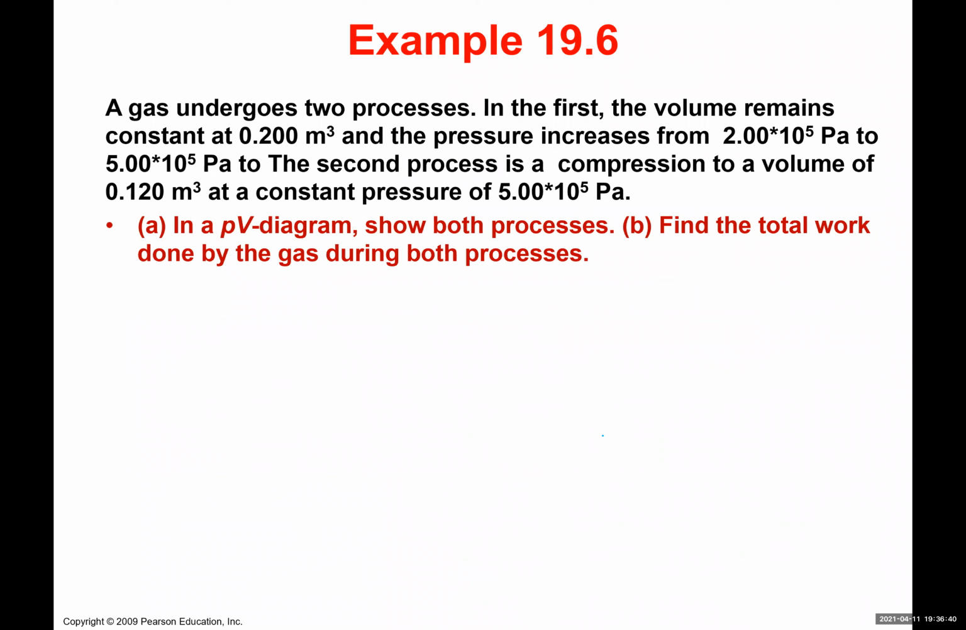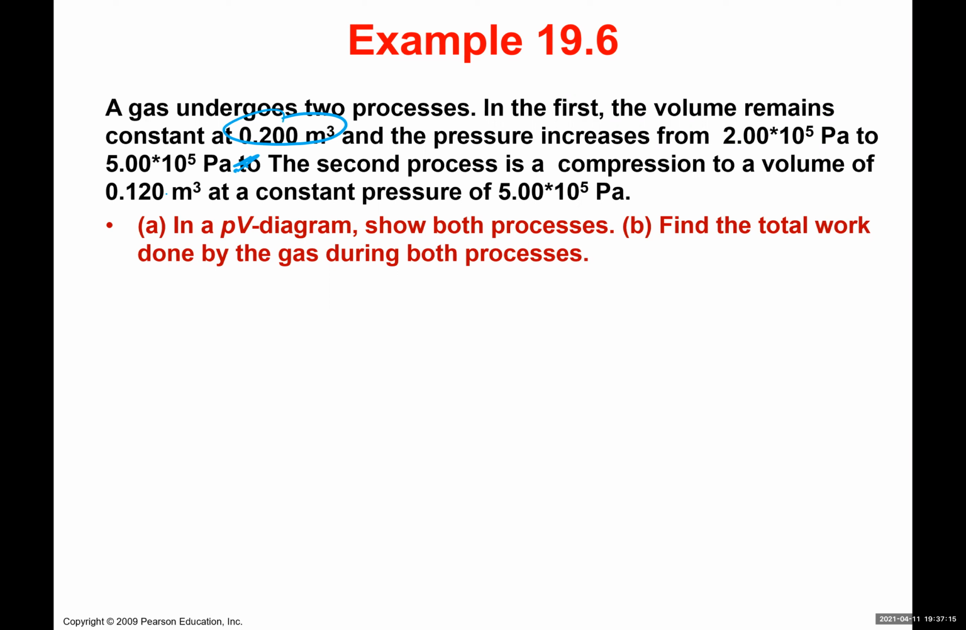We have a gas that undergoes 2 processes. In the first, the volume remains constant at 0.2 cubic meters, and the pressure increases from 2 times 10 to the 5 Pascal to 5 times 10 to the 5 Pascal. The second process is a compression from 0.2 to a volume of 0.12 cubic meters at a constant pressure of 5 times 10 to the 5.